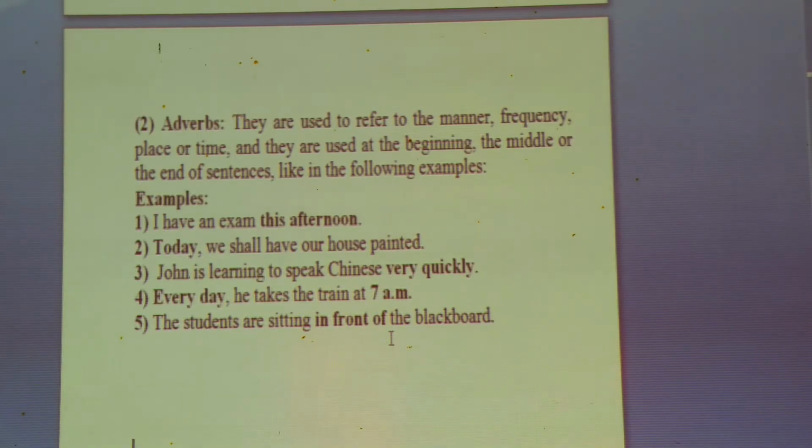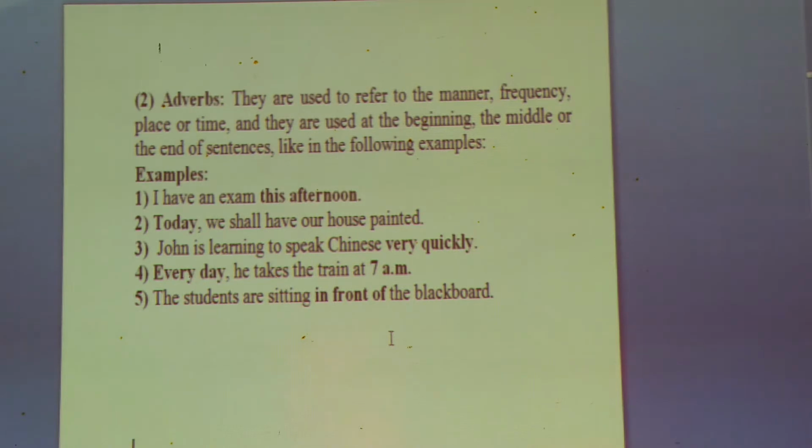Adverbs. They can be of manner, frequency, place, or time, and used at the beginning, middle, or end also. See the examples below. I have an exam this afternoon. Today, we shall have our house painted. John is learning to speak Chinese very quickly. Every day he takes the train at 7 a.m. The students are sitting in front of the blackboard.